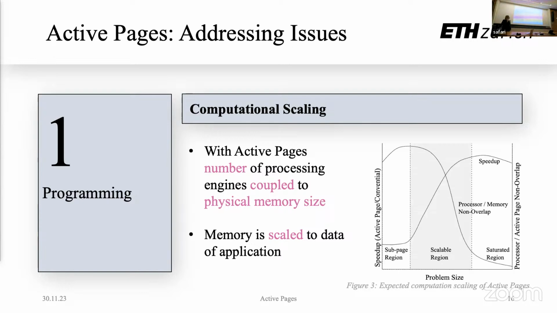This figure represents how the authors show active pages scaling as data size grows. Here we can see two graphs. One is the speedup of the DRAM system when compared to a conventional memory system. The other is the time the processor spends waiting on an active page function to complete.